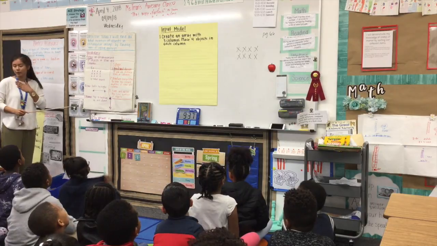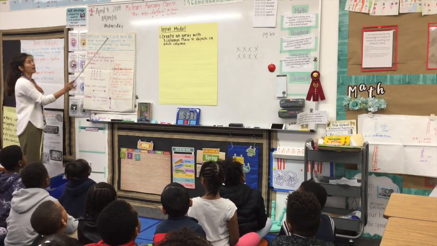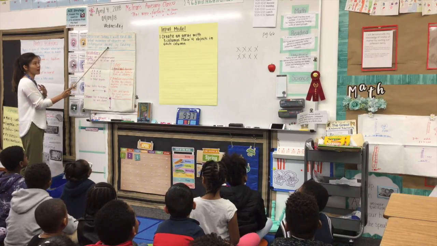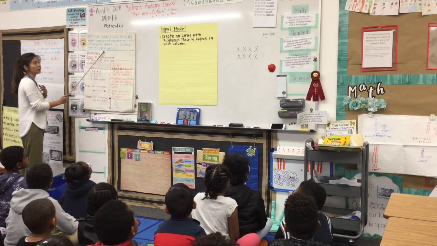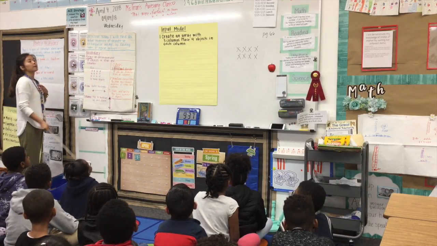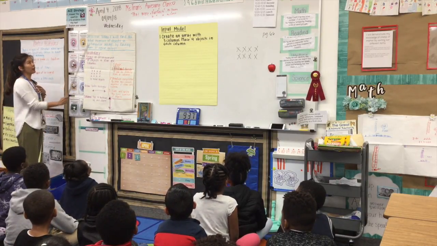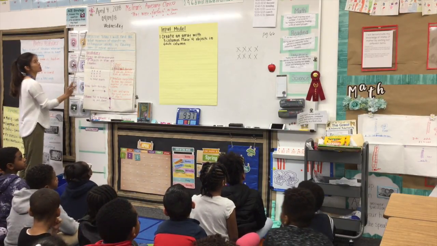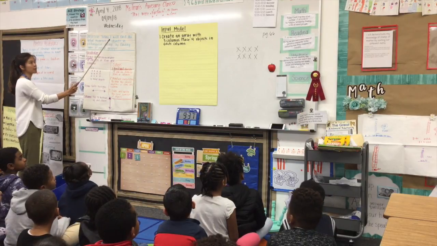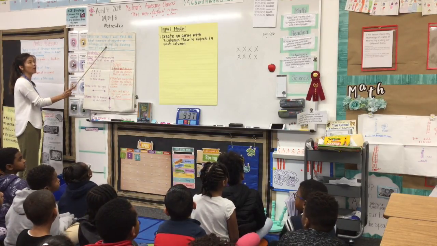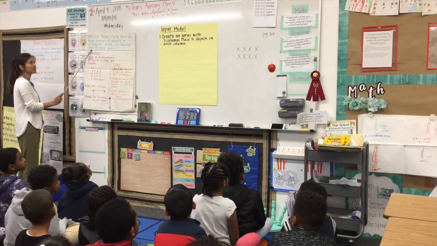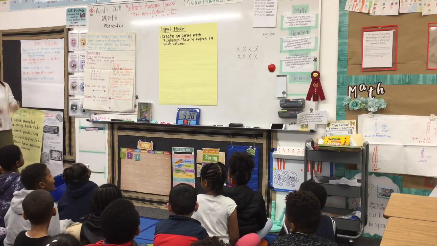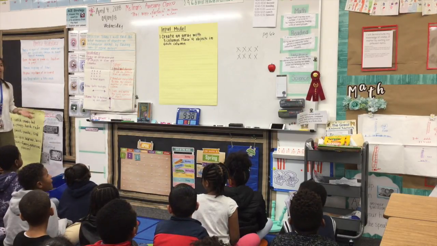Let's read it together. I'm going to read it first, and we'll read it together after. Today, I will find the total number of objects in rectangular arrays by finding sums of equal groups. So let's read it as a whole class. Ready? Go. Today I will find the total number of objects in rectangular arrays by finding sums of equal groups. Okay, so that is our objective. Right now, it may not make the most sense, but by the end of the lesson, it'll make much more sense.